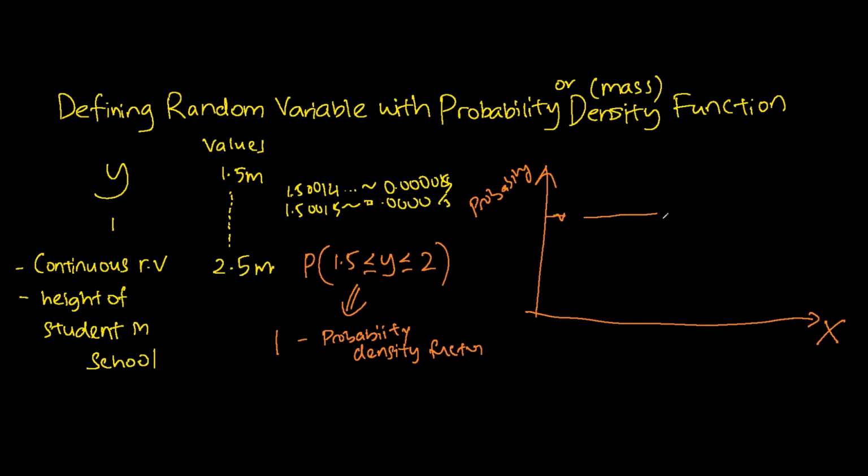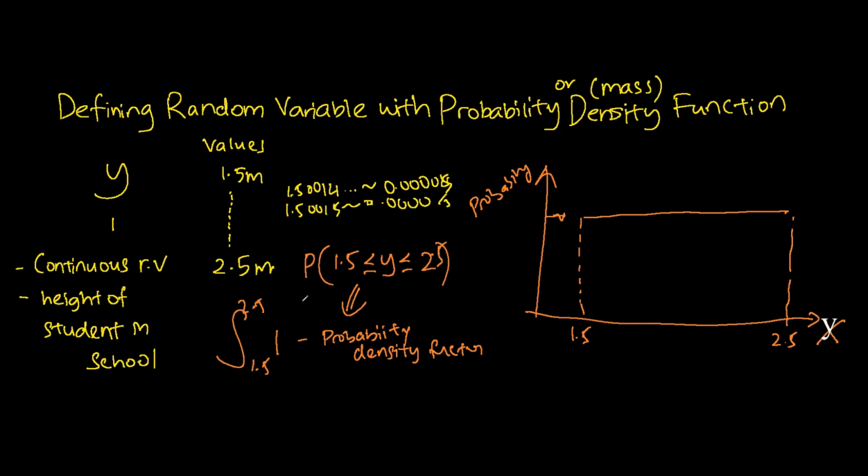My curve starts from here to here, and this is the x value. It ranges from 1.5 to 2.5, because y can take values between 1.5 and 2.5. To calculate the probability, we simply take the area under the curve. So we integrate this probability density function from 1.5 to 2.5. Let's just make this 2.5.